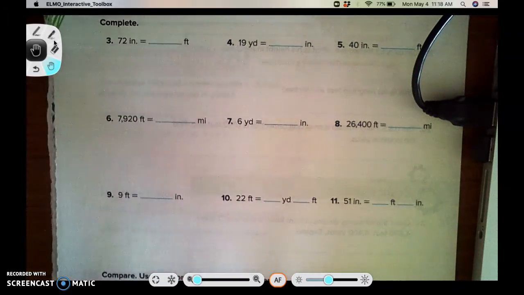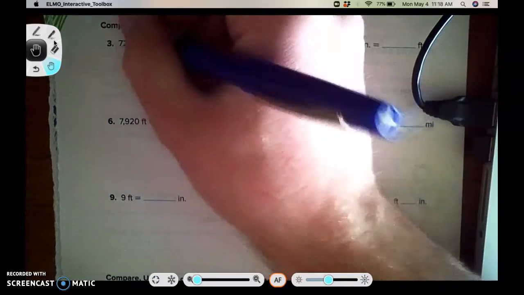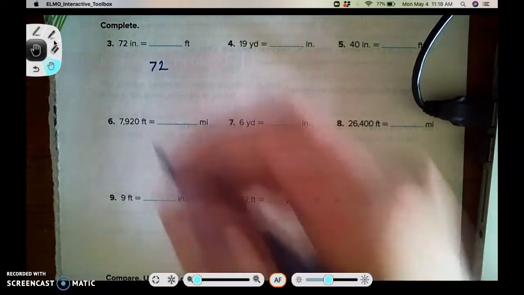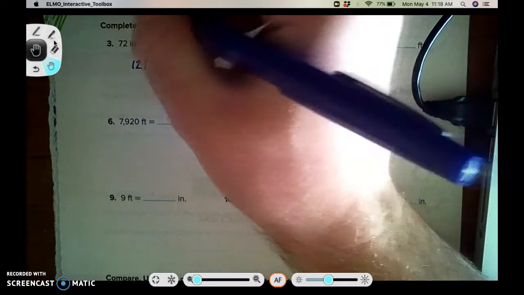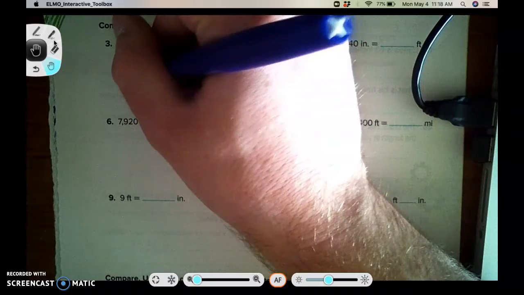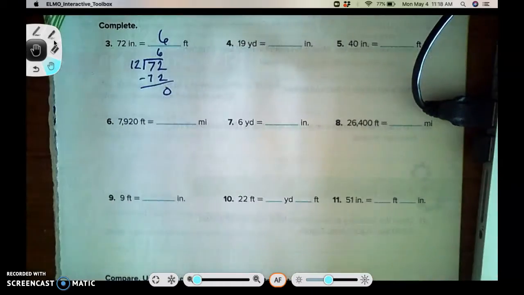We'll do 3 and 13, just for fun. 72 inches into feet. So again, we have to ask ourselves how many inches are in a foot. There's 12 inches in a foot, so we're going to divide. I think it's going to be 6, since 6 times 12 is 72 exactly. No remainder, so it's going to be 6 feet.